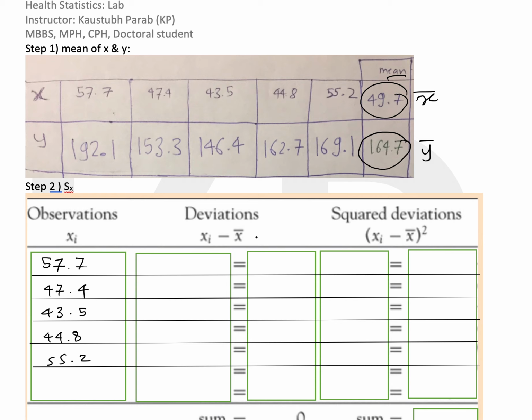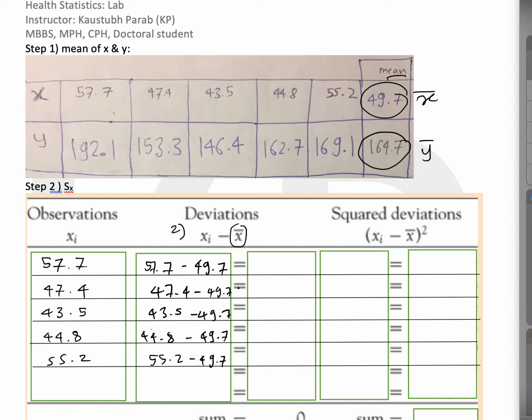Once you list these data points, just subtract the mean from them. So in this second step, we have to subtract the mean from the individual x values. 57.7 minus 49.7, this is x2 in here, 49.7. Now let's do the subtraction in here.